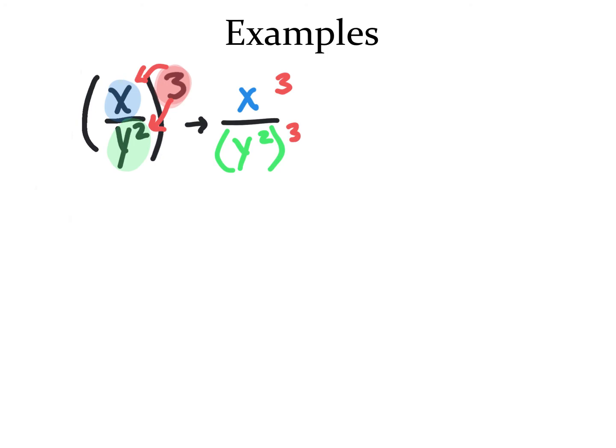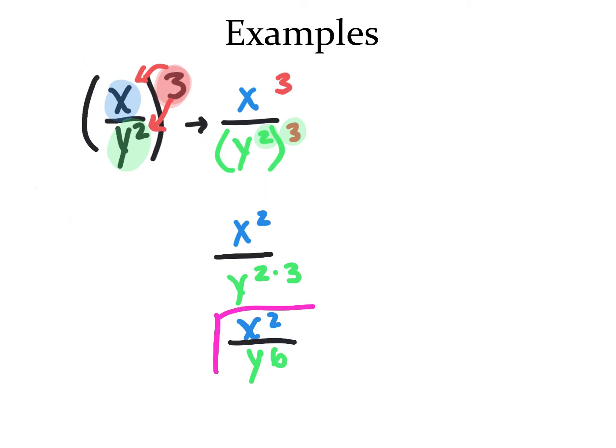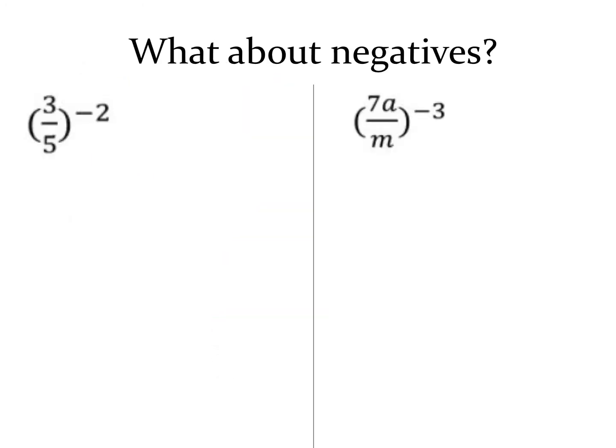Now the numerator I can't do anything with, so it just stays as x squared. And we know in the denominator, I'm now going to multiply these exponents using the power rule. So it's over y to the 2 times 3, and when I finish simplifying, I get x squared over y to the 6th power as your final answer.